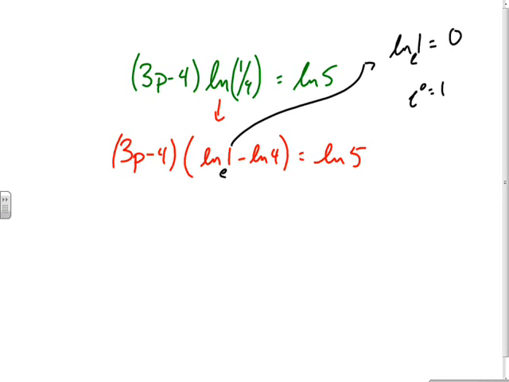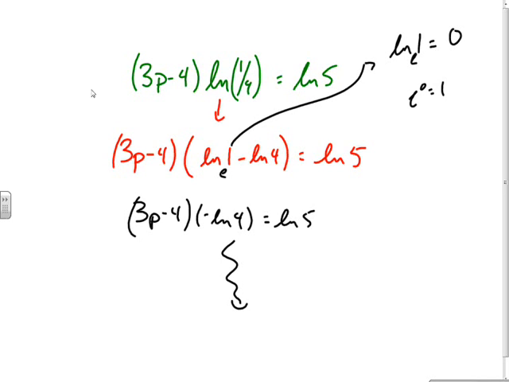So this essentially disappears. So now I get 3p minus 4 times the opposite of the natural log of 4 is equal to natural log of 5. And that cleans up everything a bit nicer. And then you would continue to go yada, yada, yada. And that would at least save you from having the 1/4 in there. Just a thought. Anyway, that's the 3.0s.